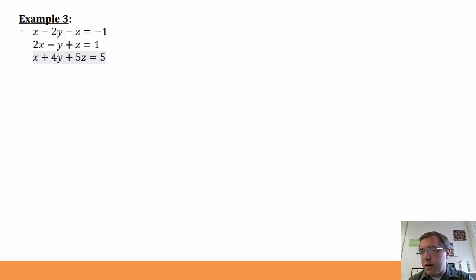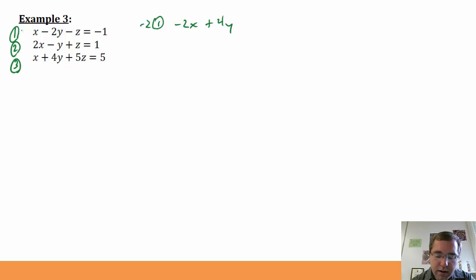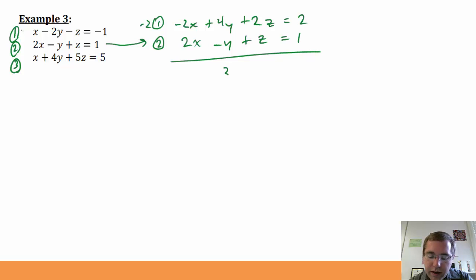So let's say that I try to eliminate x. I could try to eliminate y or z, doesn't matter, but let's go with x again. That one looks fairly easy. Let's call this equation number 1, equation number 2, and equation number 3. And let's say I take negative 2 times equation number 1. That will give me negative 2x plus 4y plus 2z equals positive 2. And the reason I chose negative 2 is so that when I add it to equation number 2, the x's cancel. So I get 3y plus 3z equals 3.